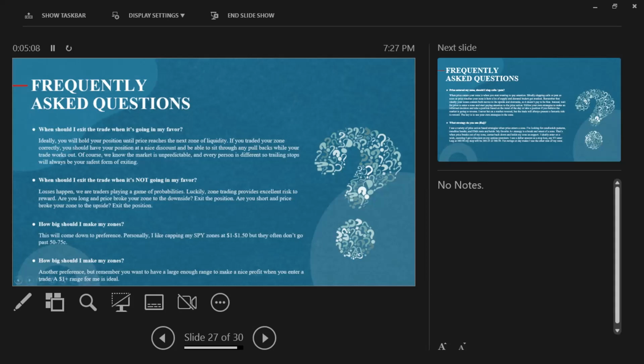I wrote this twice. This should have been: how close should my zones be? It's going to be another preference, but you want to have a large enough range to make a good profit when you enter a trade, right? So don't force your zones. Make sure they're a good distance from each other. About $1 will give you a good risk to reward, especially if you're playing weeklies or zero DTEs. $1 can net you 100% even if you get in at the bottom of the zone, right?